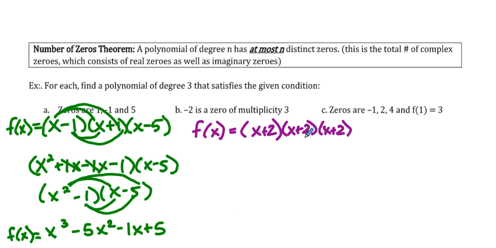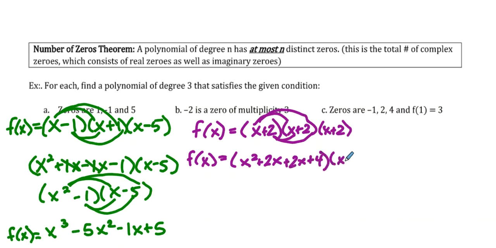So again, I'm going to start with the first two. I'm going to multiply those. So f of x equals x squared plus 2x plus another 2x and plus 4. And bring down the last x plus 2. And then these two like terms combine, so I have x squared plus 4x plus 4, and then still times x plus 2.